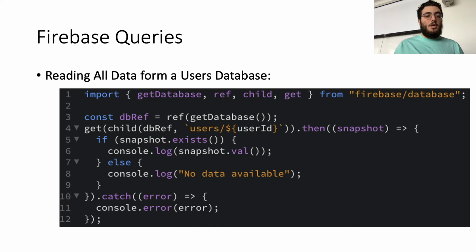Reading all data from a user's database. Here you're importing the various objects required to perform this from your Firebase database library. You create a reference object, and then you use the get method to read all the data from your JSON tree.